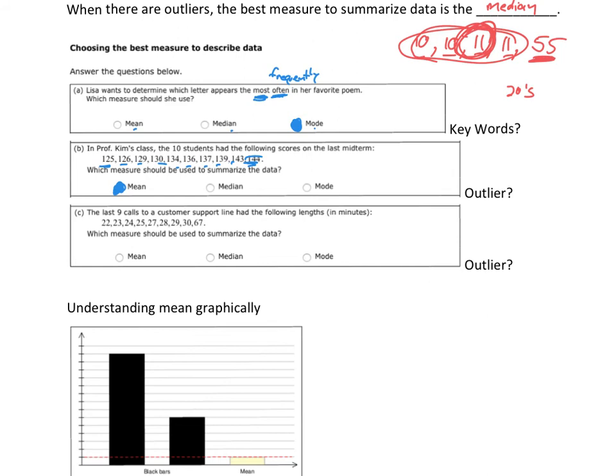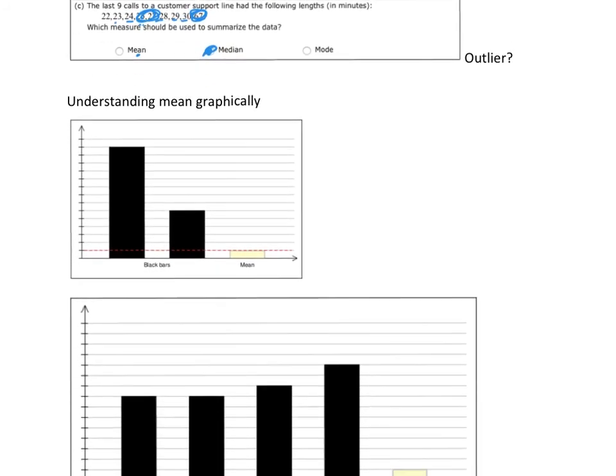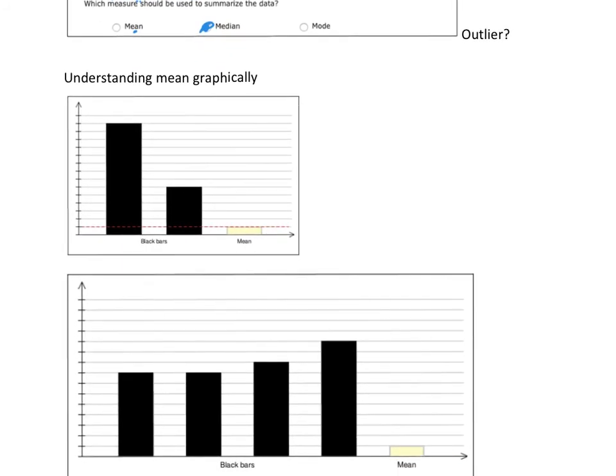Okay, next. The last 9 calls to a customer service support line had the following length in minutes. These people are talking to support for a long time. Ooh, look at that, someone talked for 67 minutes. That's an outlier. Because we have an outlier, we can no longer use the mean because it's going to skew our data way bigger than it needs to be. So now we're going to use the median. So that would give us one of these numbers in here. That makes more sense.